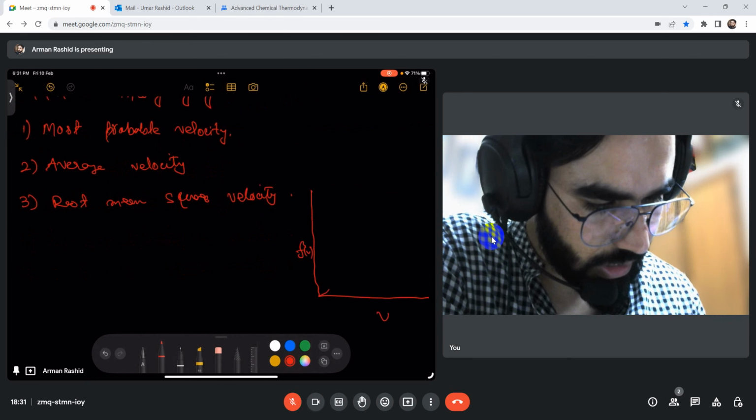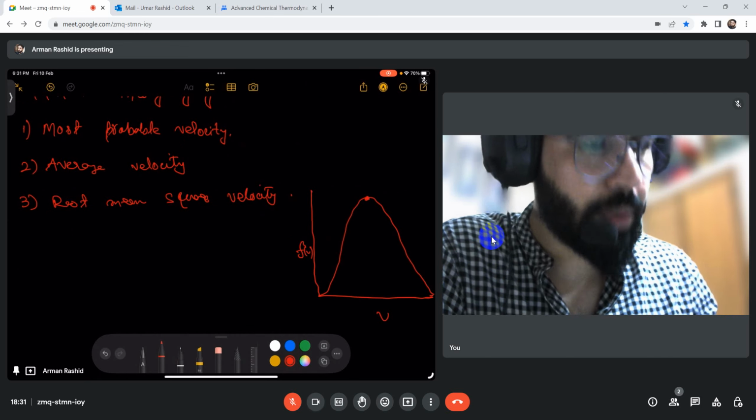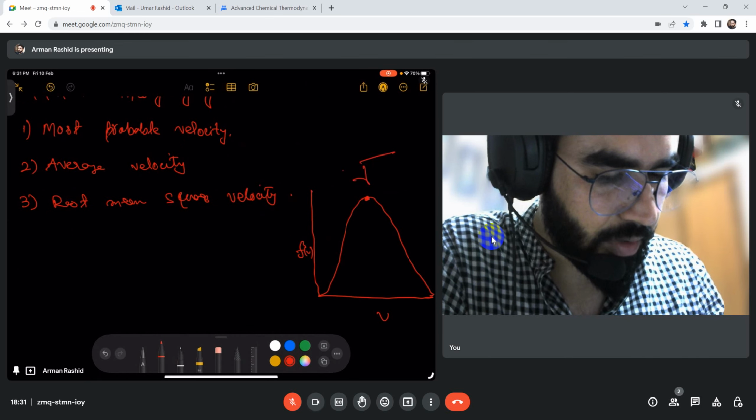Most probable velocity is the velocity that the maximum number of the gas molecules have, so it comes at the peak. The most probable velocity, which I will write as VMP, is given by the square root of 2RT by M, where R is the gas constant and M is the molecular mass. Similarly, we have the root mean square velocity and the average velocity. So we have three types of velocities.